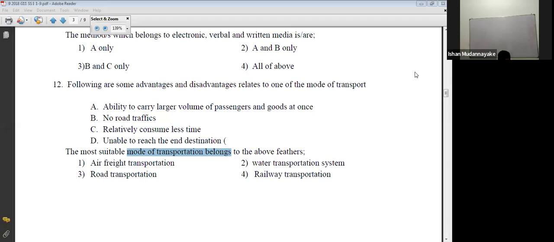Yes, Kihindu correct. Tarun correct. Large volume of passengers and goods at once, no road traffic, consumes less time, unable to reach the destination. What's the answer? Yes, railway transportation. The answer is the fourth item. The best answer is the fourth item. Railway. We can't get a water transportation system. The best answer is railway transportation.